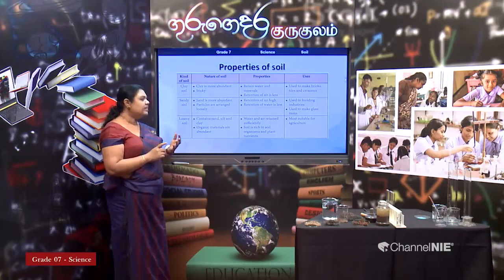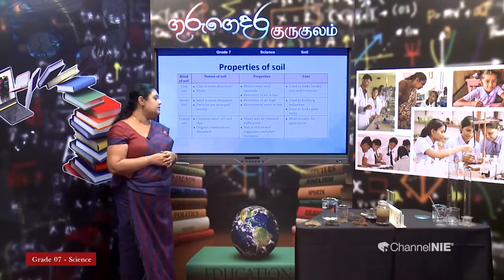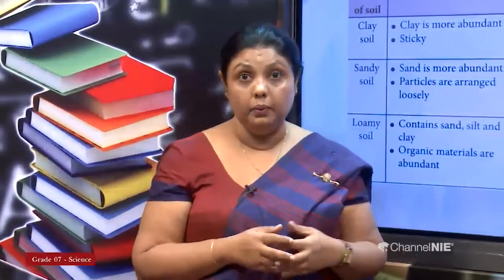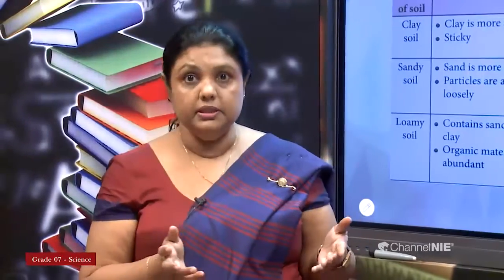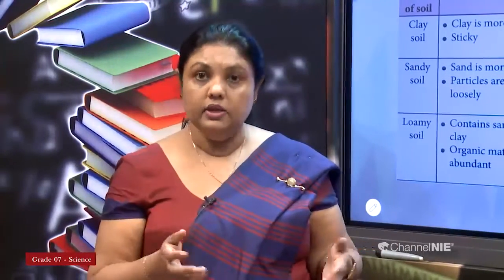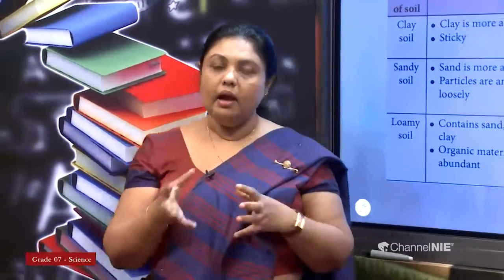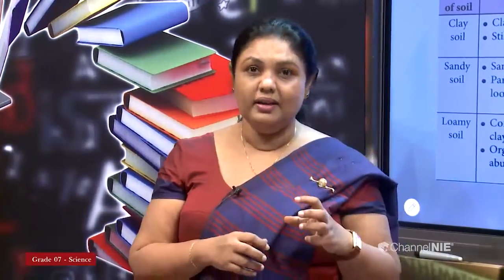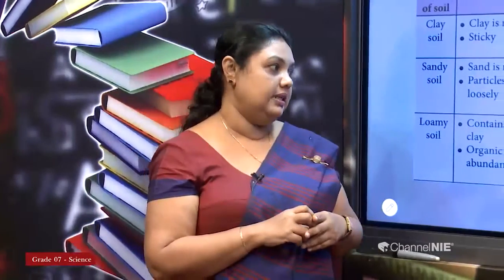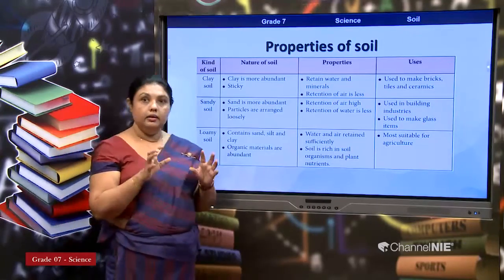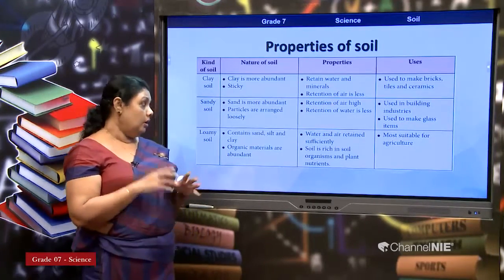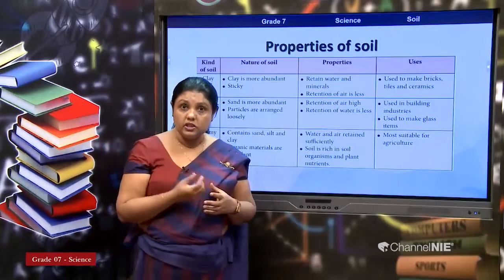Loamy soil. It contains all these. Sand is there, silt and clay, all are there. And organic material. You know very well by now what organic material is. Dead material. Dead animals, dead plants. Once they die, they are broken down into small particles by microorganisms in soil. Those microorganisms make the organic material. They have enough water and air. So, soil is rich with this organic matter.